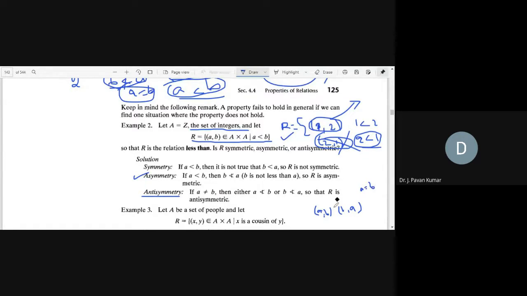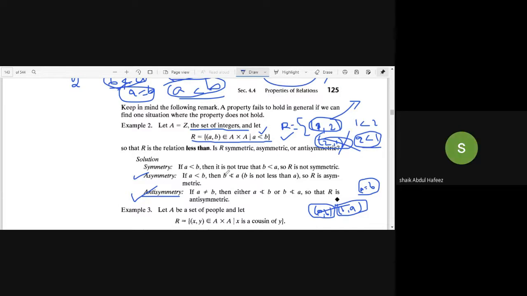But is there any possibility to have a comma b and b comma a as part of the relation while satisfying this property? No. So this kind of pair itself will not arise. So this condition we need not check. Directly we can claim it as antisymmetric. Got it? How are we claiming it as antisymmetric?